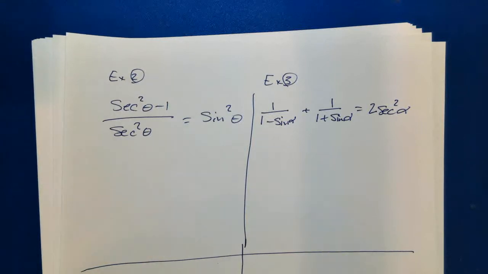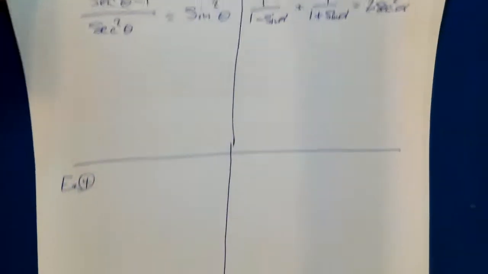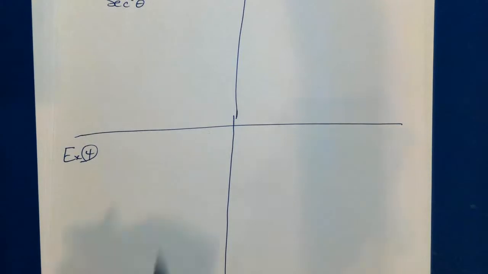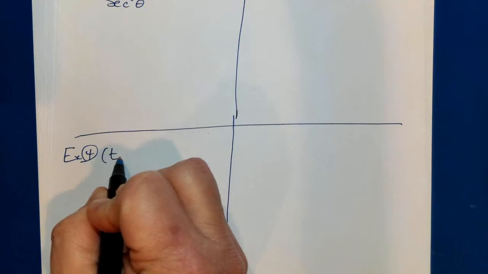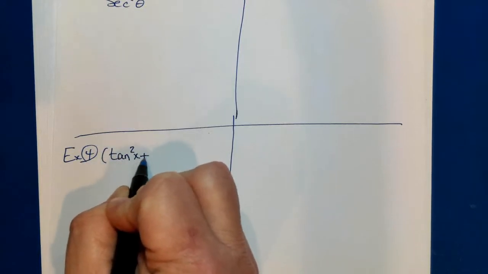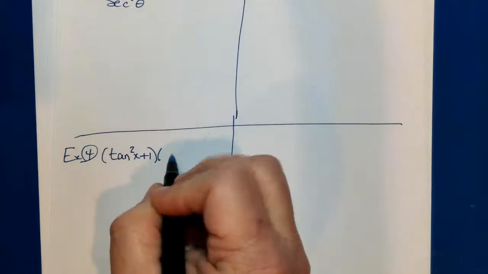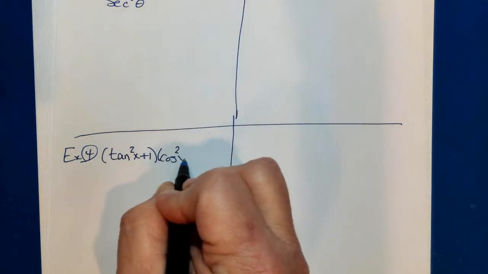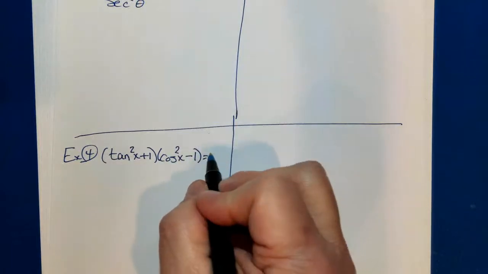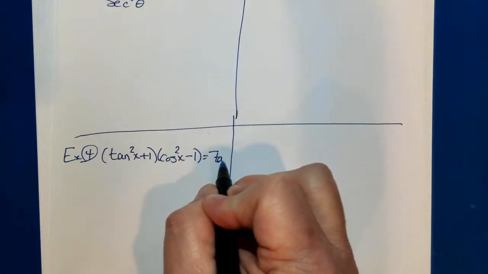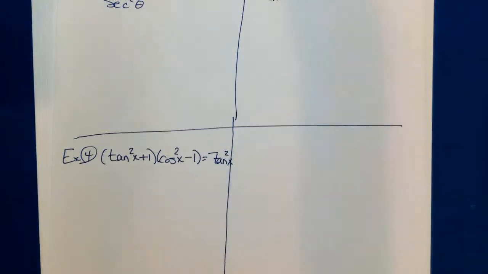Example 4. This one's kind of neat. Okay, example 4. What do you get when you take the quantity tangent squared x plus 1 times cosine squared x minus 1? Can you show that this is equal to negative tangent squared x? Okay? Can you do that?